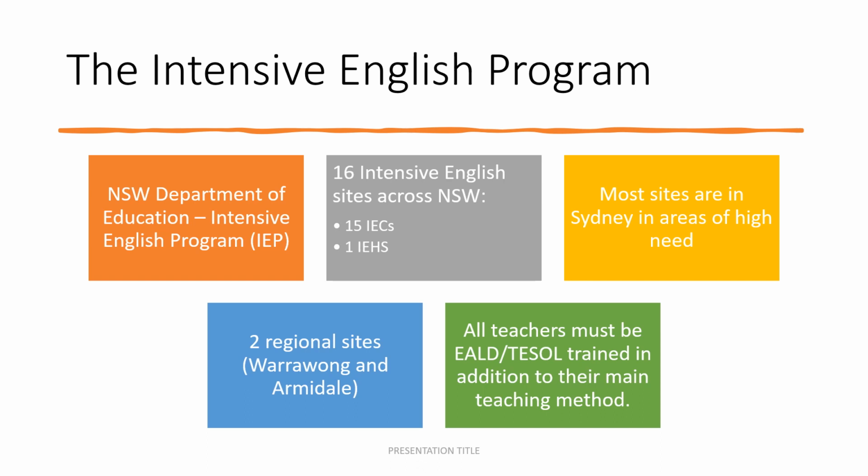The Intensive English program is coordinated by the New South Wales Department of Education, by the Multicultural Education Team. They're based at the Parramatta office. So there are 16 intensive English sites across New South Wales, 15 IECs and 1 intensive English high school, which is based at Alexandria. And most of the sites are in Sydney in areas of high need. There are 2 regional sites, one at Warrawong, which is Wollongong, and Armidale, where they've had an influx of students coming from the Yazidi population.